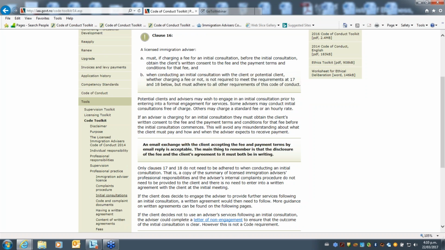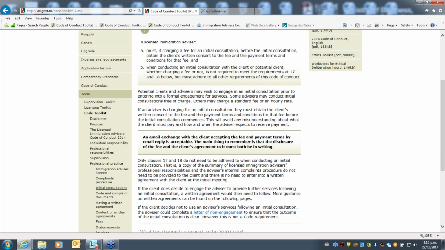Now, you don't need to meet the requirements for those initial consultations at clauses 17 and 18, which I'll come to shortly. So that means you're not having to give them all the code and complaint documents, or follow the process of entering into a written agreement before an initial consultation. But you do need to follow all of your other obligations under the code. So that means being honest and professional and diligent and taking due care and all of those other things that we expect of licensed advisors.